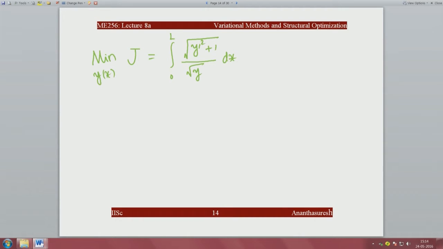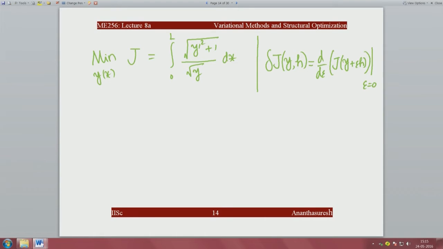And our definition of Gâteaux variation is this delta J(y). Necessarily we should have an arbitrary function h. What we said is the d by d epsilon of J, where instead of y we have y plus epsilon h, and then substitute epsilon equal to 0.